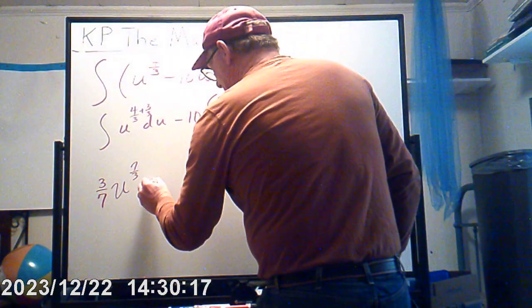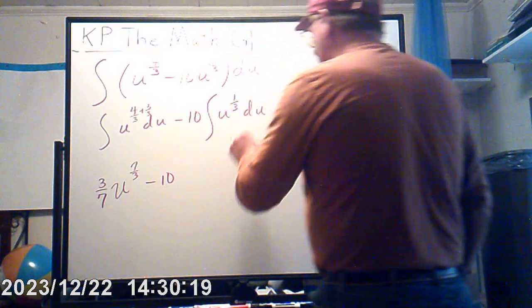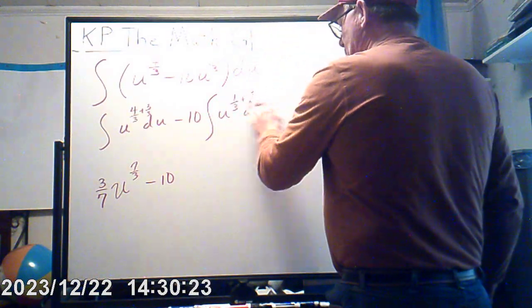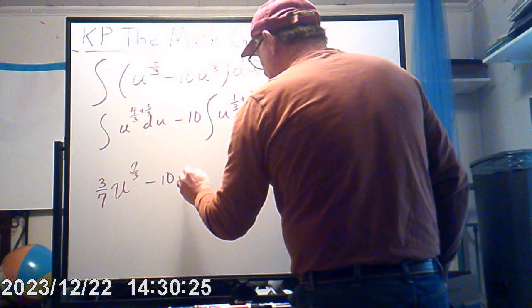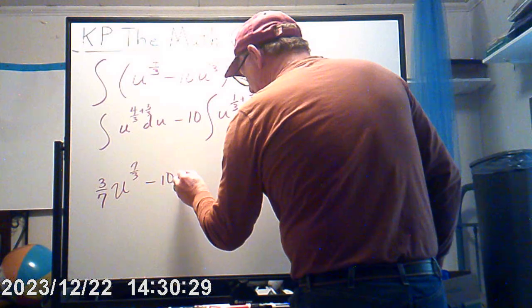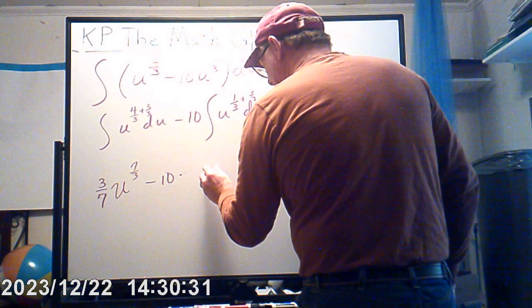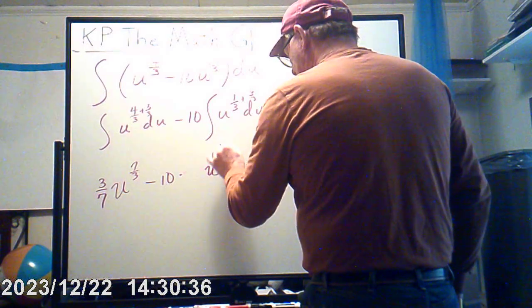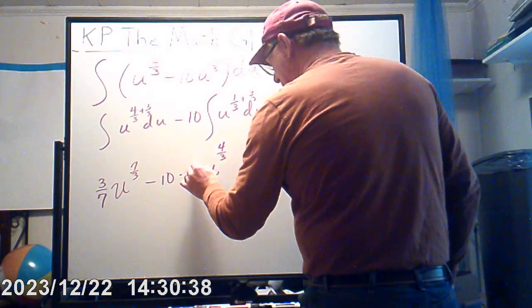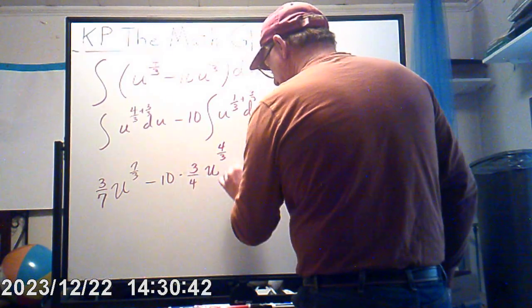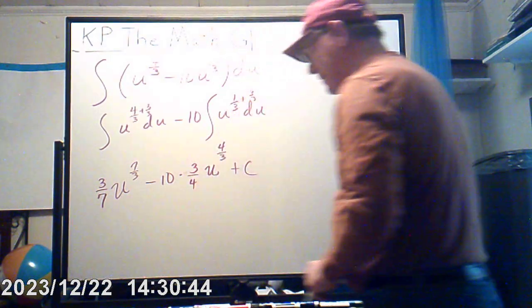Okay, so that's that one. Minus 10. Add 1 to this one, so that's actually 3/3 to that one. 3/3 plus 1/3 is 4/3, so that's going to be 10 u. Let's keep a little space here because I want to put something there. 10 u to the 4/3. Remember, that is going to be flipped over to 3/4. Then don't forget you have a plus c.